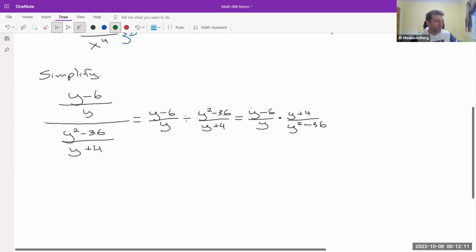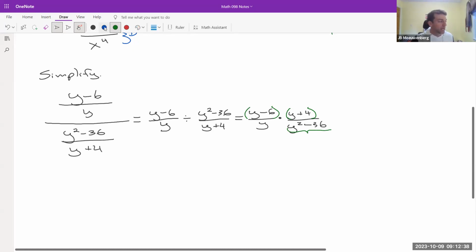I notice we've got a few binomials here. We've got y minus 6, which is its own thing. We've got a y plus 4, right, which is its own binomial here. And then we've got this y, which is just a single term, so I'll leave that as it is. Then we have y squared minus 36. I don't see anything that cancels yet. So what we're going to have to do is take this thing and factor it.